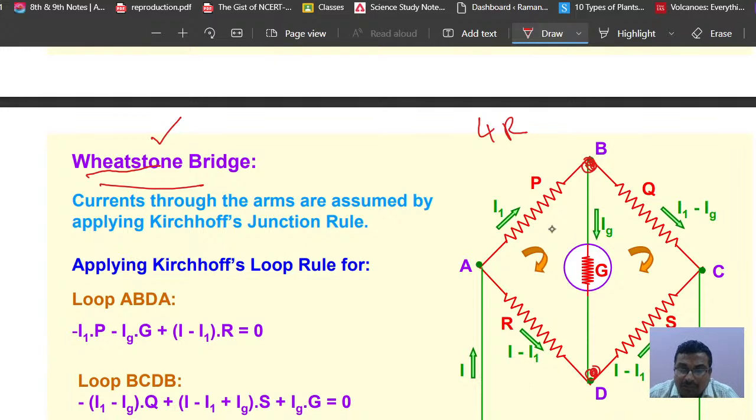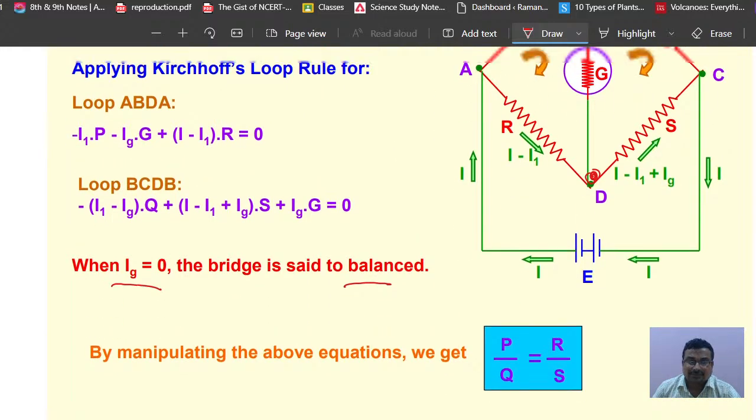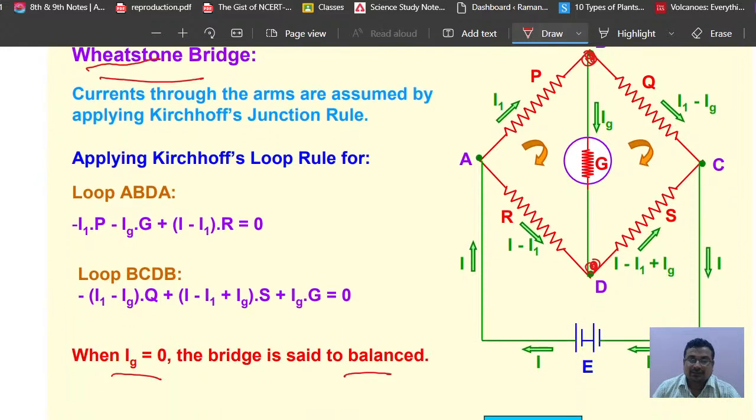So the Wheatstone bridge is said to be balanced when P by Q equals R by S. This is the ratio of the four resistors, P upon Q, R upon S. When the Wheatstone bridge is balanced, no current passes through the galvanometer. At this end, the potential difference is zero. When there is no potential difference, current will not pass. So Ig, the current in the galvanometer, is zero. The Wheatstone bridge is said to be balanced.